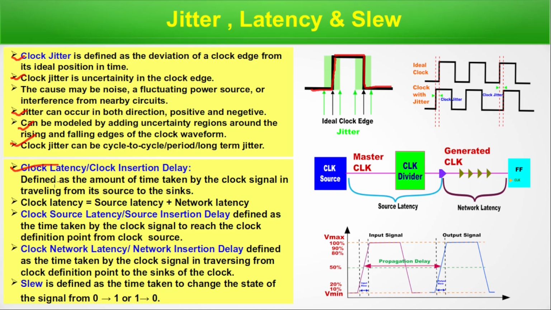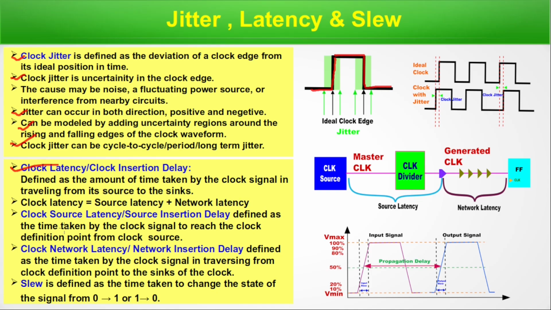Clock latency, or clock insertion delay, is defined as the amount of time taken by the clock signal in traveling from its source to sinks. That is clock latency. This is the clock source, this is the clock divider. From clock source to clock divider, that's source latency. And now from the clock divider, it's distributed in the network, up to the end flip-flop. The time taken there is network latency. Clock latency is source latency plus network latency.